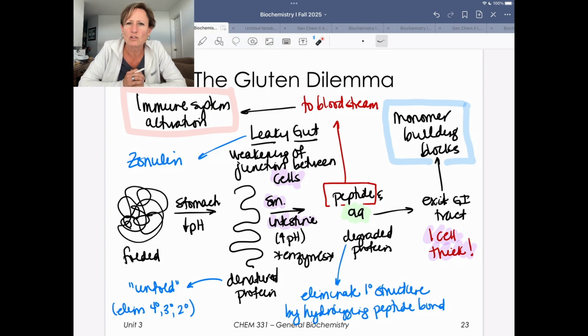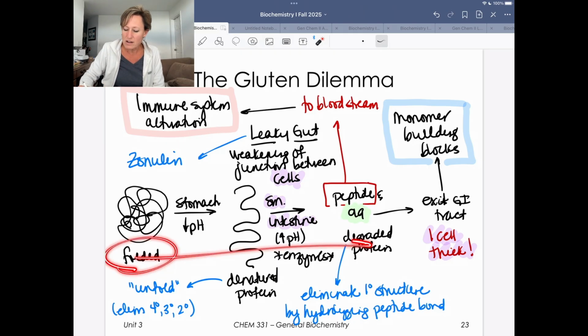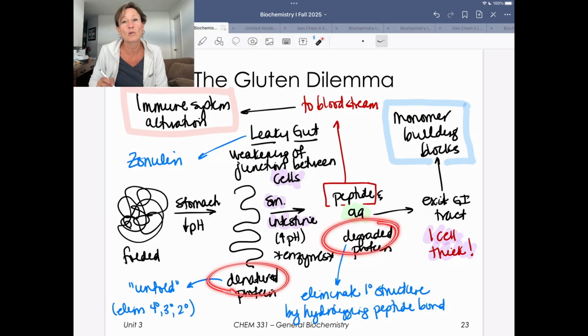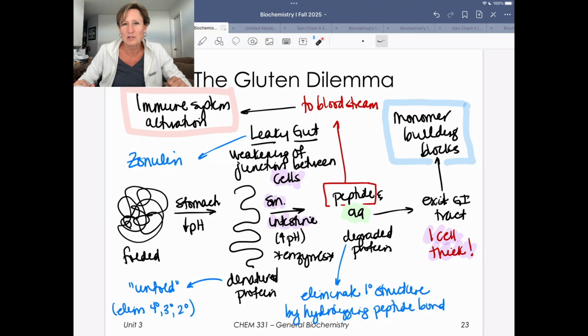So we're going to revisit gluten a little bit later, but this was an important topic just to talk about this concept of unfolding proteins. So both denaturing proteins and then degrading them, and understanding those differences and how they map onto what we already learned about with the hierarchy of protein structure.